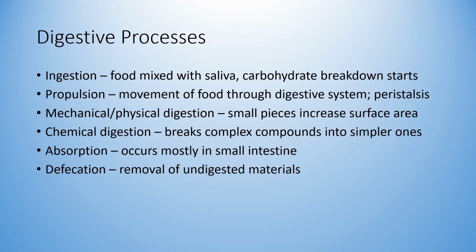So you might have ingested, you had a nice baked potato. Well, baked potato has a lot of starch in it. Starch is simply a long chain of glucose molecules, which is a simple sugar. Your body cannot absorb starch, but it can absorb glucose. That's the form it needs it in. So the chemical digestion would be breaking that starch compound down into the glucose molecules. Absorption, that's going to occur mostly in the small intestines. And then defecation is removal of anything that you were not able to use. That's removal of the undigested materials.